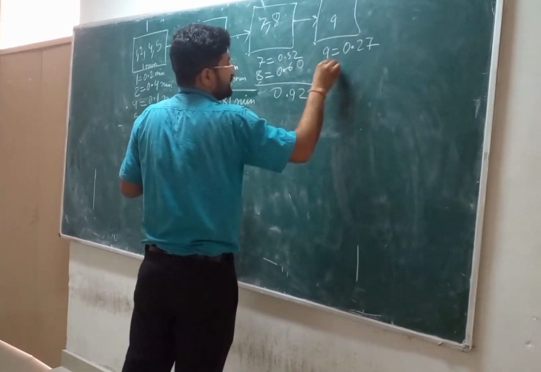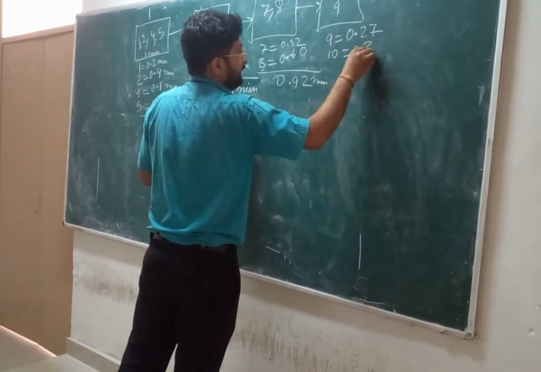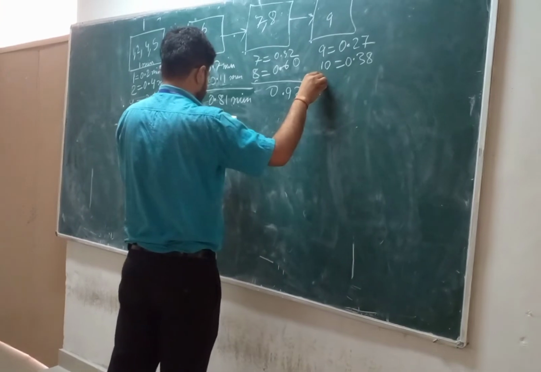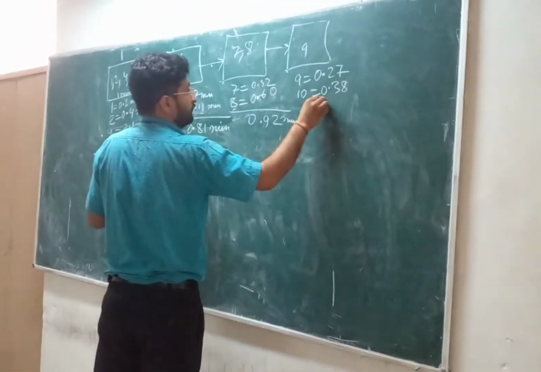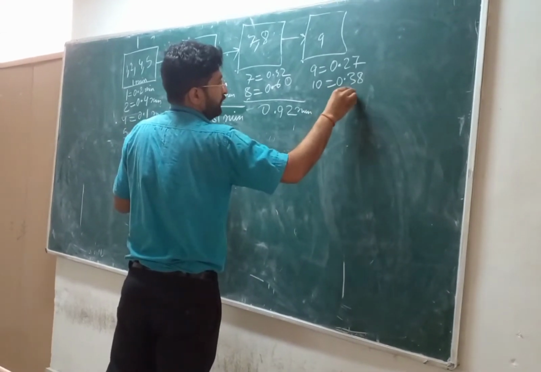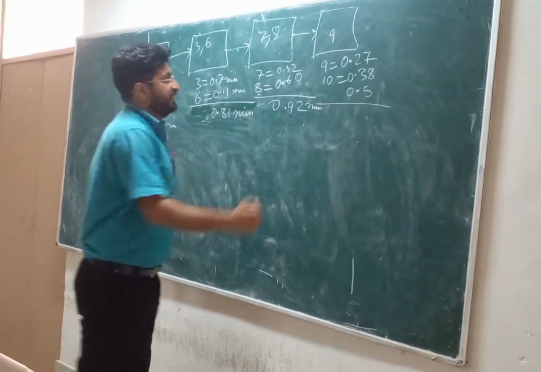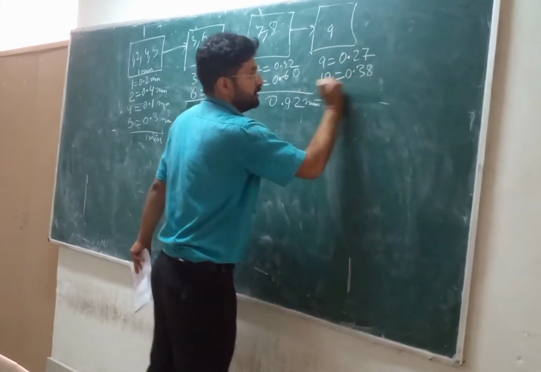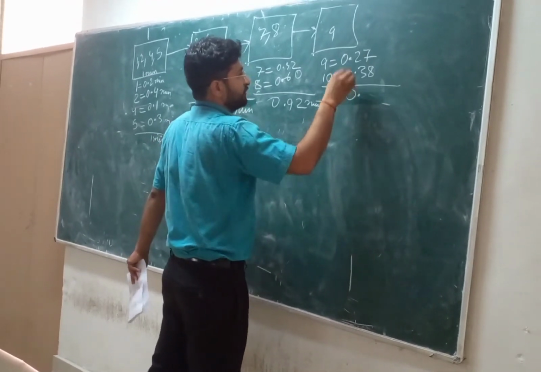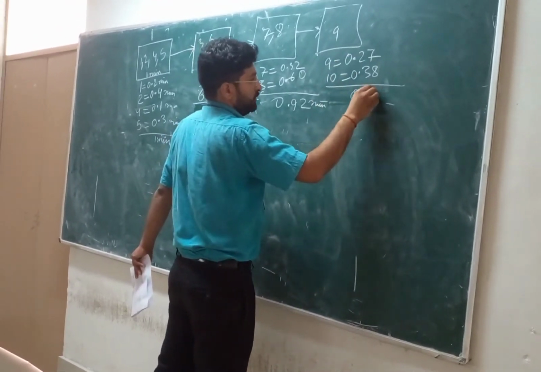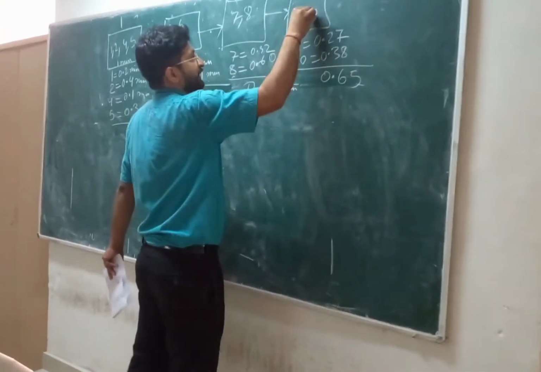0.27. 10 is how much? 0.38. 11 is how much? 0.5. I think it's exceeding, right? Yes, it's exceeding. So 11 we will remove. Now what is the total here? Total how much minute comes? 0.65. Okay. So 9 and 10.